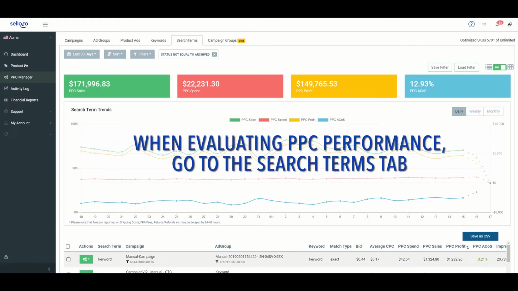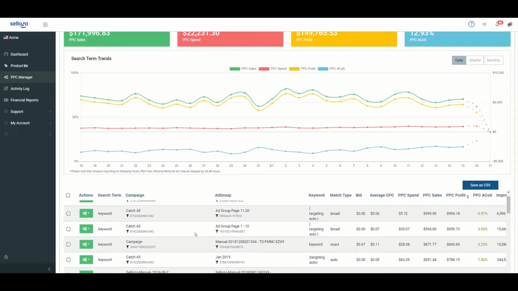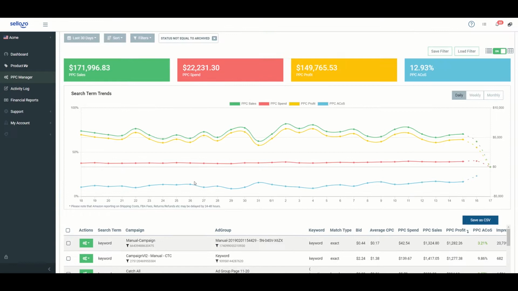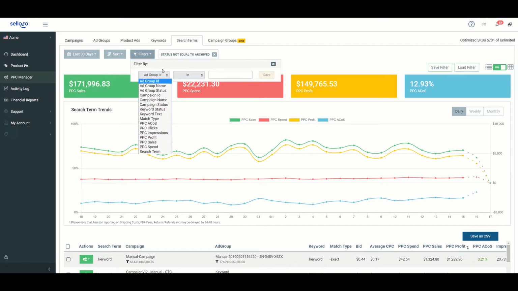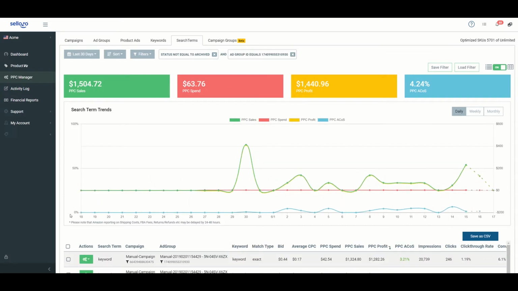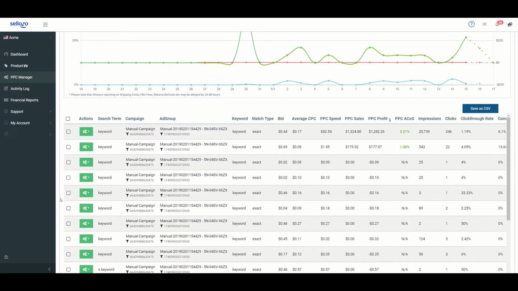When evaluating the performance of your campaigns, the first place you want to go is the Search Terms tab. This tab is going to show you all of the terms that customers typed in to Amazon's search bar before clicking on your ad. So you can use Sellozo's sort and filter options to just view data in a certain order or just a certain campaign or possibly ad group that you are looking to evaluate. Once you have a campaign filter on there, you can see all of the search terms in that campaign by scrolling below the graph.